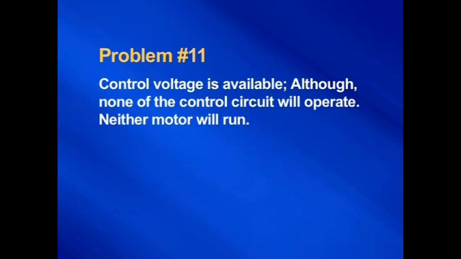If the apprentice should draw this problem at the testing center, it would read as follows. Control voltage is available, although none of the control circuit will operate. Neither motor will run. This problem in wording is really similar to some of the other problems that we have. You know, none of the motors will run. You press the start switch, nothing happens. That's basically the same symptom we have here.